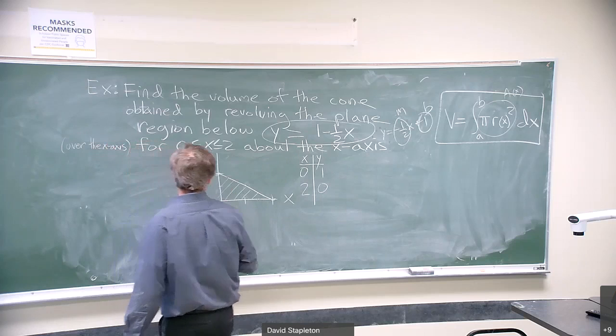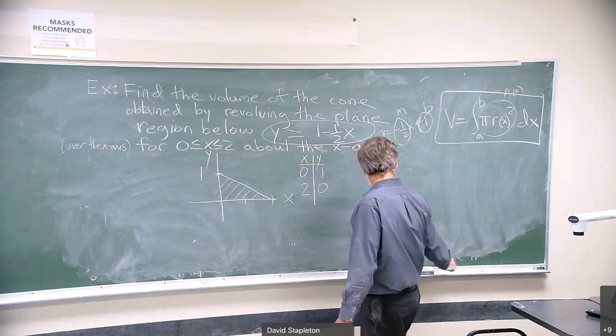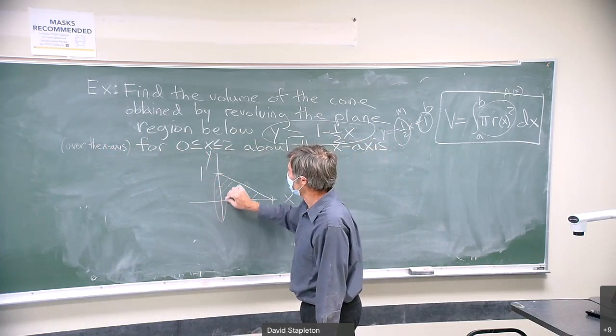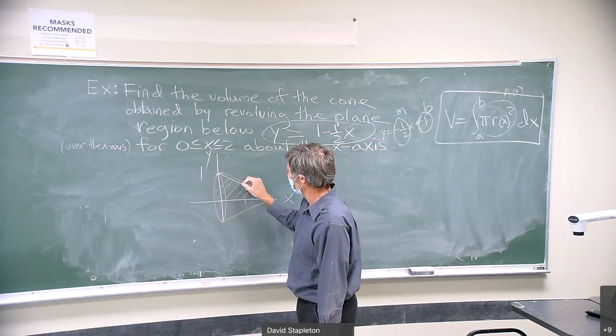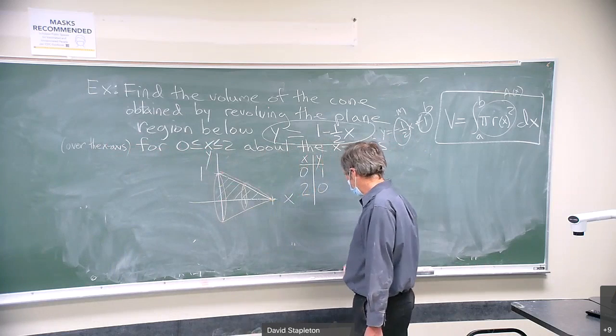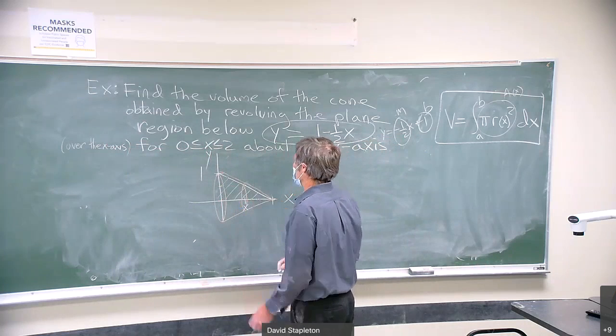And below this line, around the x-axis. So that means I'm going to create a solid like this, and it is in fact a cone, sure enough. Each point revolves around in a circle. And now I'll say at any point x, how can I evaluate this volume?